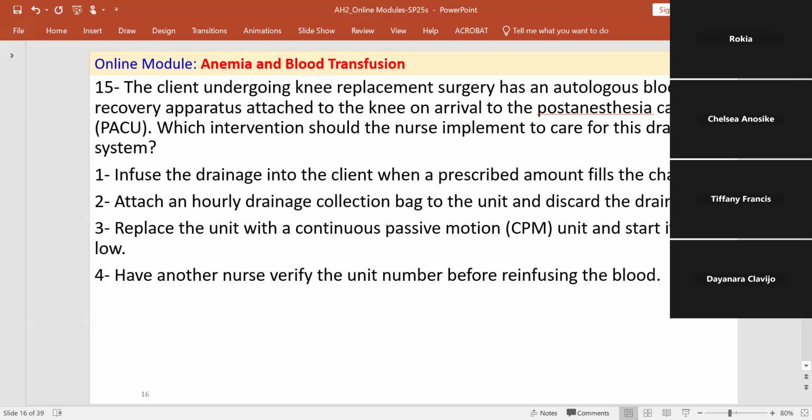I could read. The client undergoing knee replacement surgery has an autologous blood recovery apparatus attached to the knee on arrival to the post-anesthesia care unit. Which intervention should a nurse implement to care for this drainage system?